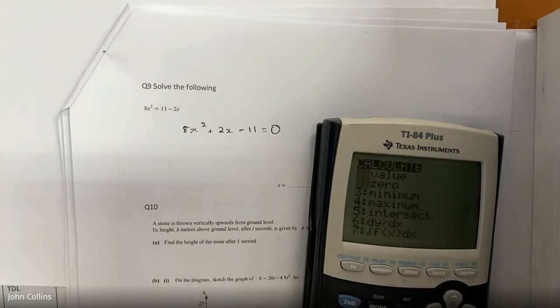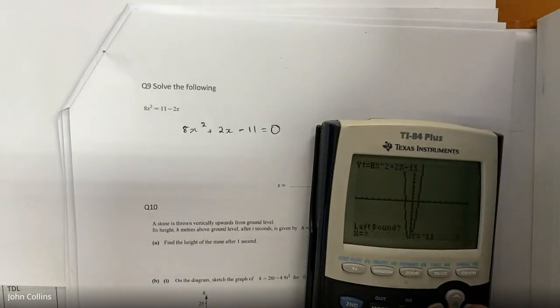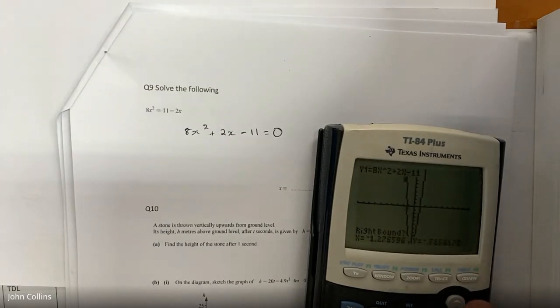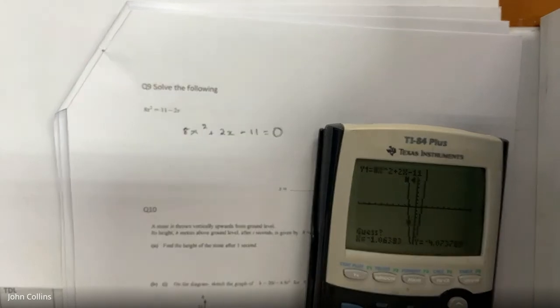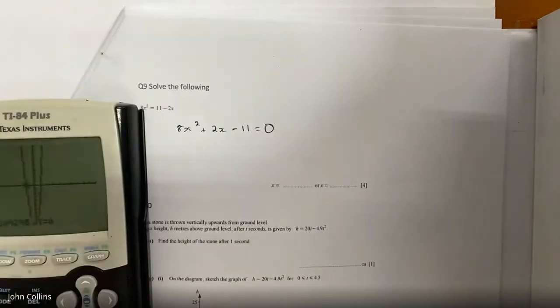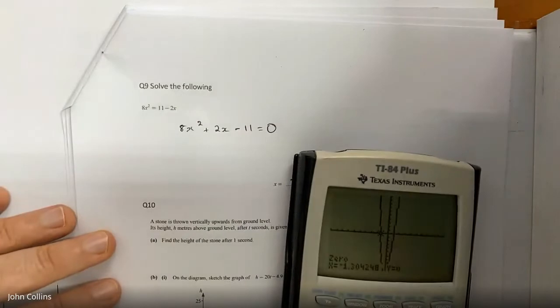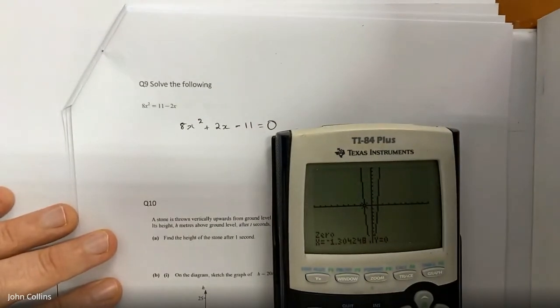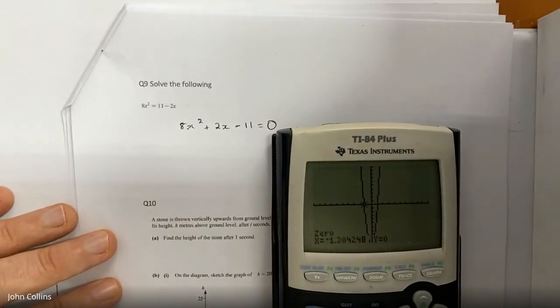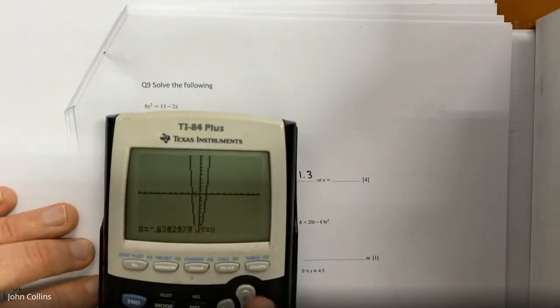Second calc, zeros. So that's where it crosses, where y is equal to 0. Left bound, where is it? Oh, it's over here. Left bound, just bring it to the left-hand side of that. Press enter. Come down, bring it to the right-hand side. Press enter. Don't guess, just enter. And our 0 is minus 1.3 on that side. If you saw that. 3 significant figures if they haven't asked otherwise. So you can use the minus b formula if you want. I think this way might be a little bit quicker.